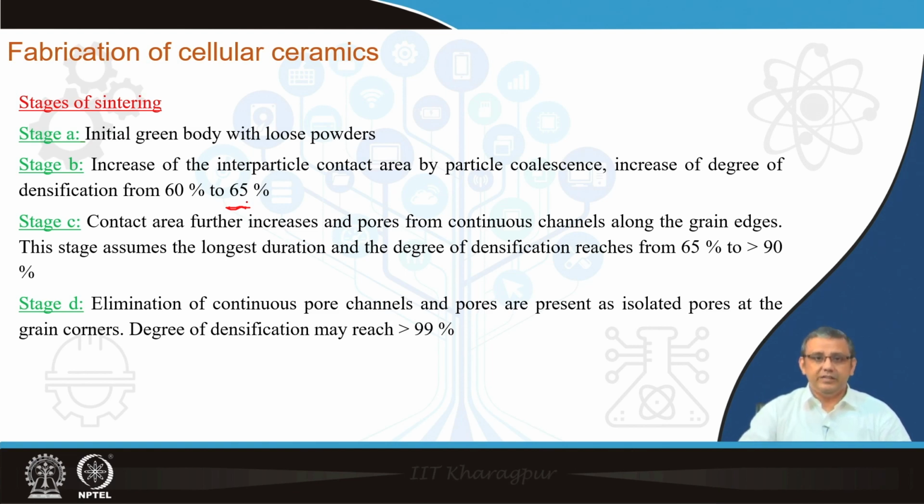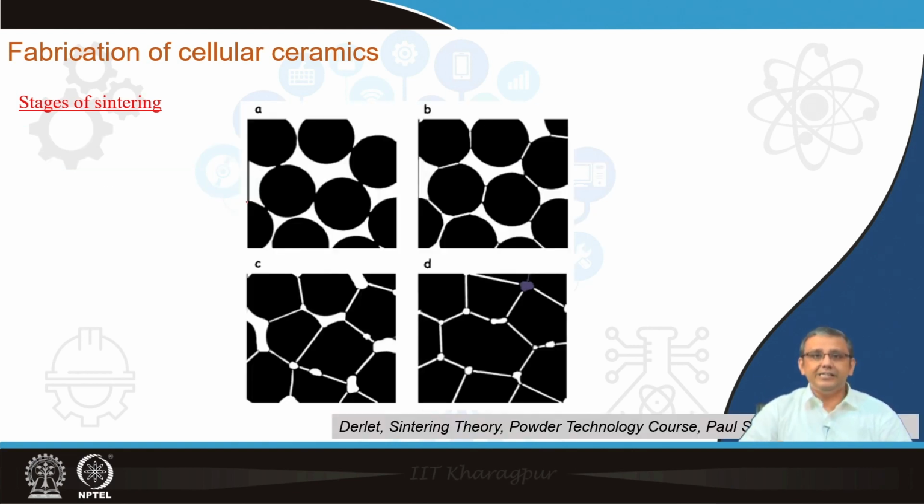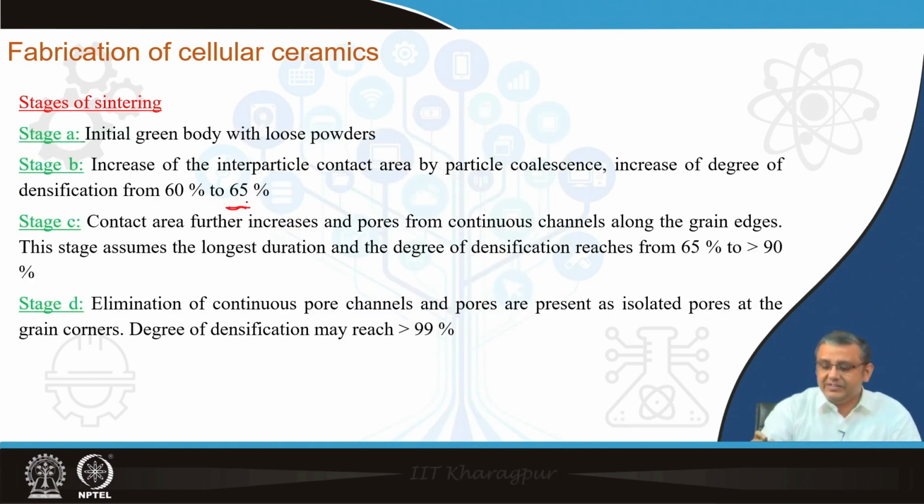As sintering continues even further, stage C initiates. In stage C we see that the pore regions between the individual particles reduce, the particles undergo coarsening, and the pores form interconnecting channels between three particles. This way we have the intermediate stage of sintering, and this intermediate stage takes place over the longest period of time. After this intermediate stage we attain a densification in the range of 90%. So this intermediate stage is the most important stage of the sintering process.